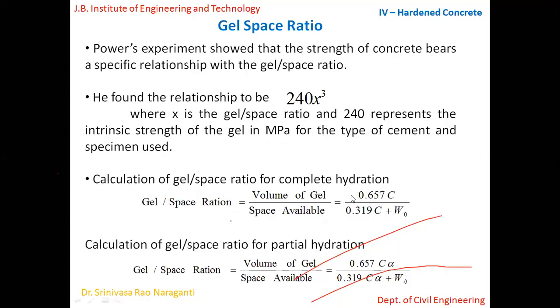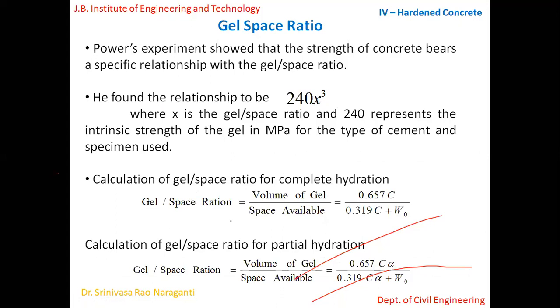So we can put those parameters here and you can find out the gel space ratio, whether it's a fully hydrated case or a partially hydrated case. You can find out the x value. Then you substitute the x value in this equation, so you'll be able to compute the compressive strength of concrete.